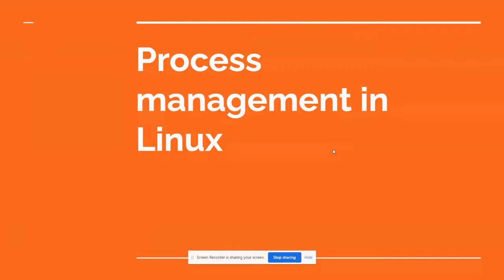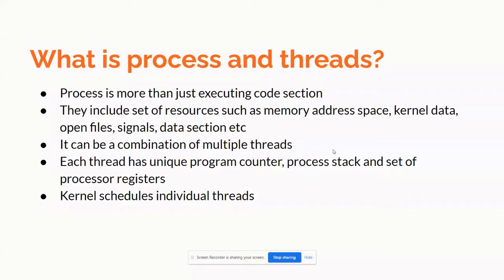So a process is a program which is in the middle of execution. It is more than just a code section, because it contains all the set-up resources such as memory address space, kernel data, open files, signals, data section, etc. It can also be a combination of multiple threads of execution.